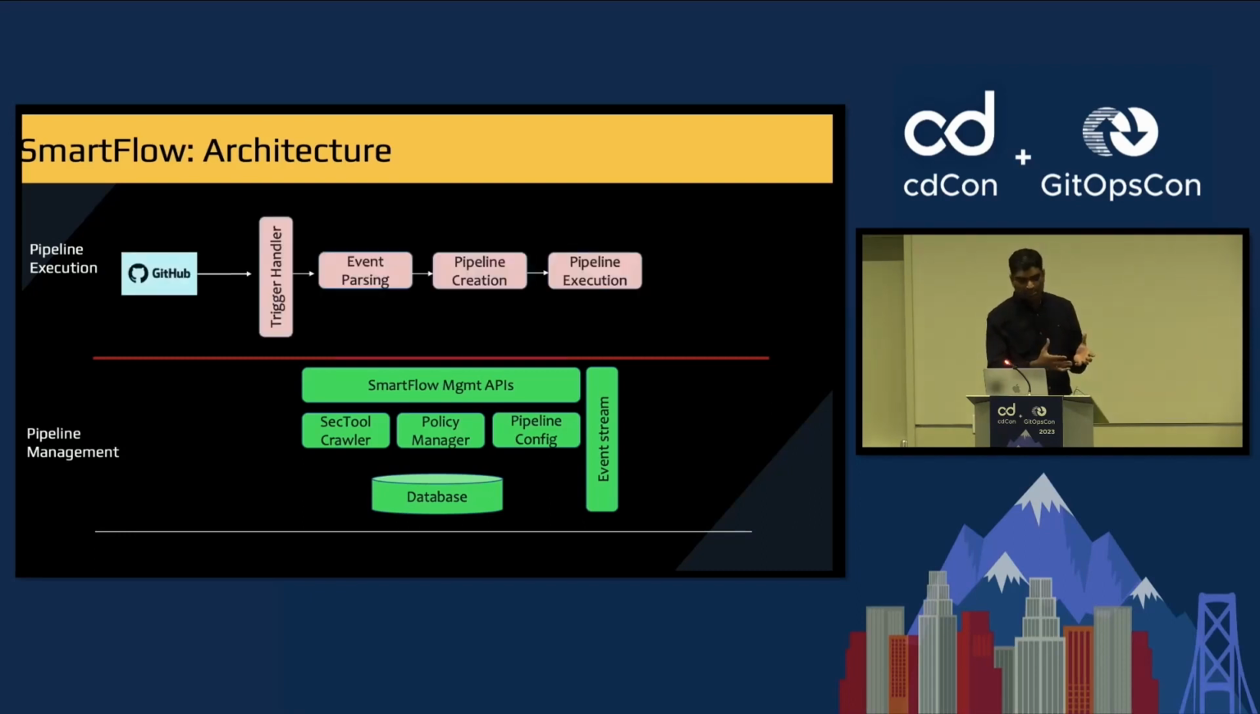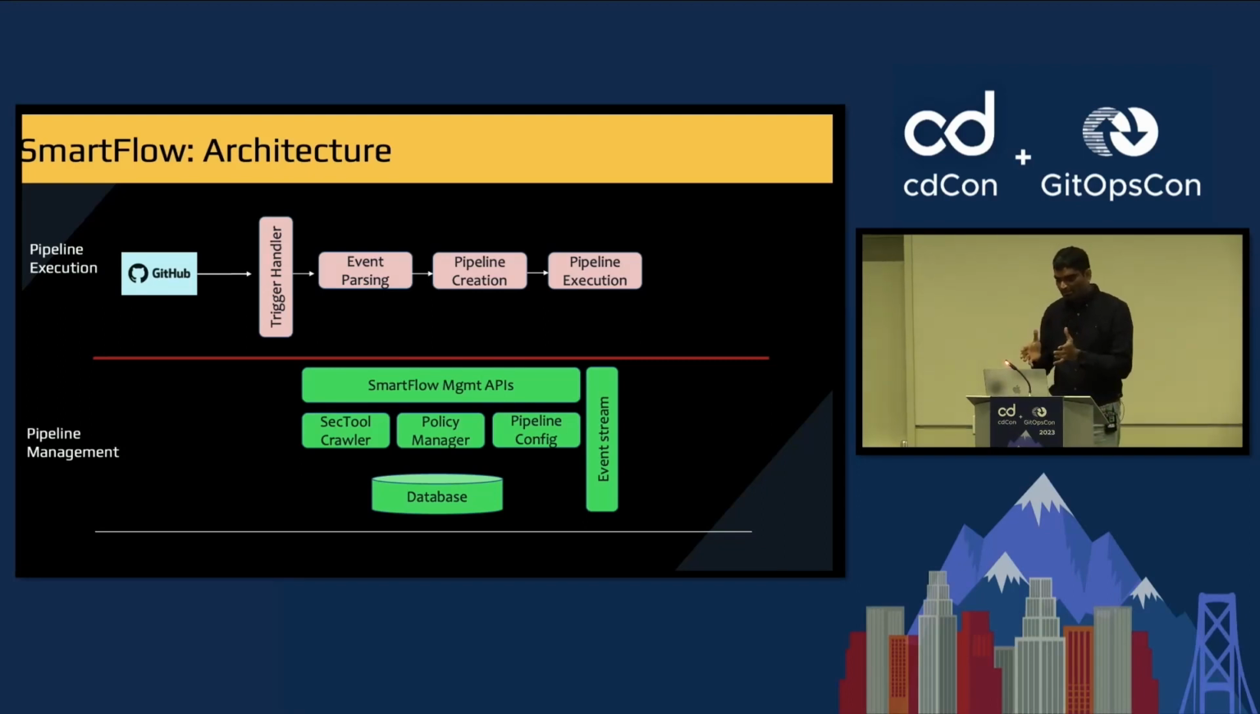And then the execution, which shows the GitHub. As a user, I make some change. We build a trigger handler, so that action doesn't directly interact with your target CI system like Jenkins or Tekton. We have our own trigger handler, which actually intercepts that request.